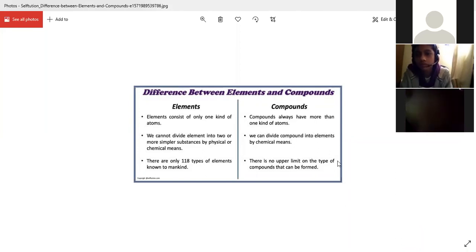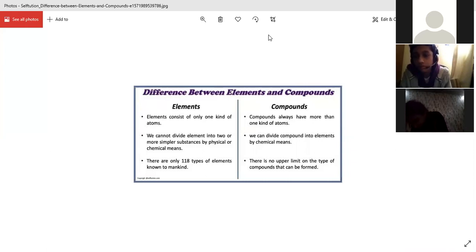Okay? Now, last one. There are only 118 types of elements known to mankind. There is no upper limit on the type of compounds that can be formed. So, hence, we have come to know that compounds are more than elements. Elements से ज़्यादा compound exist करते हैं. क्यों? क्योंकि element तो हमारे पास limited ही है, like 118 or 150 whatever, because इसके numbers exceed कर चुके हैं हम.